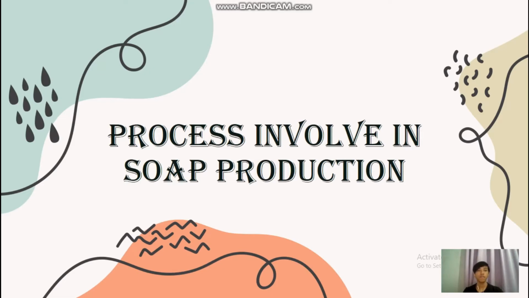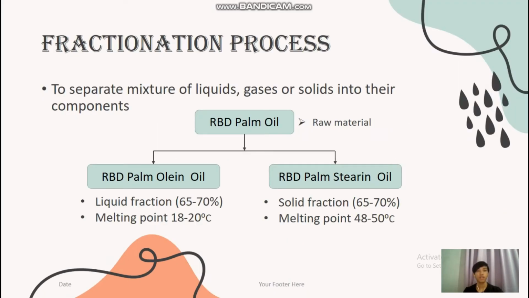Next is the process involved in soap production: the fractionation process. Fractionation is a process to separate mixtures of liquids, gases, or solids into their components. In this soap production plant, refined, bleached and deodorized, or RBD, palm oil was used as a raw material. The RBD palm oil will be preheated up to 70 degrees Celsius by the heater to give a homogeneous mass with no solid portion.